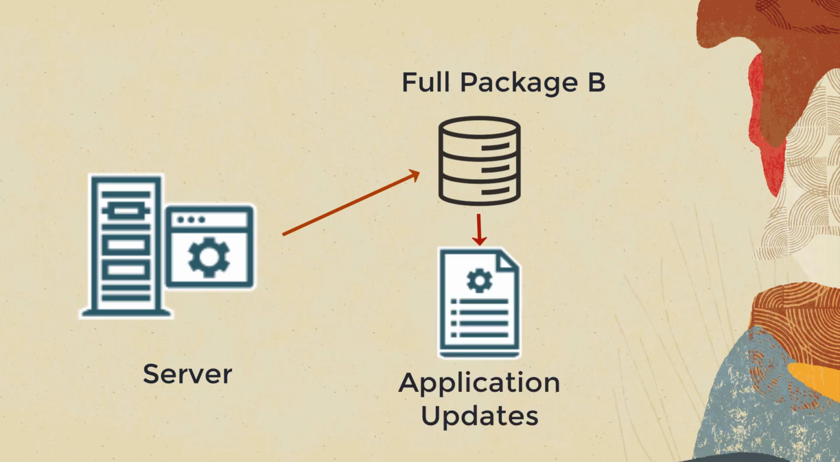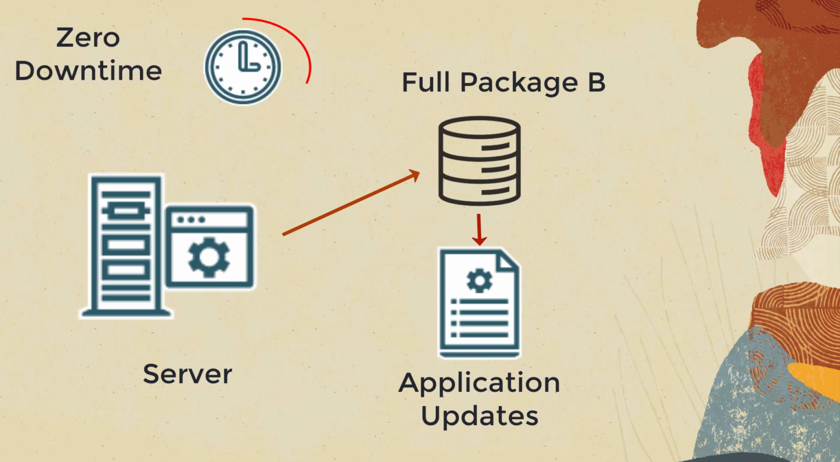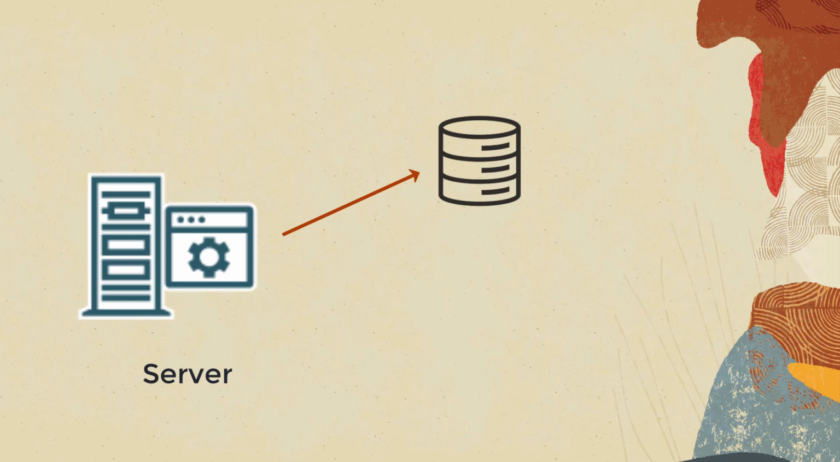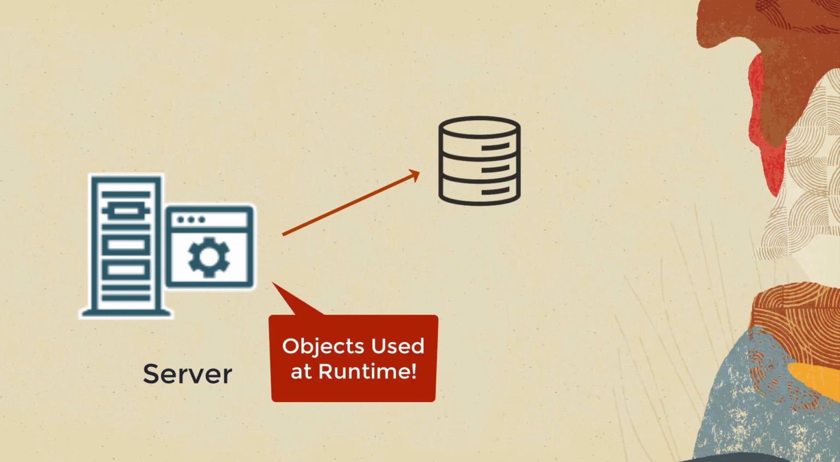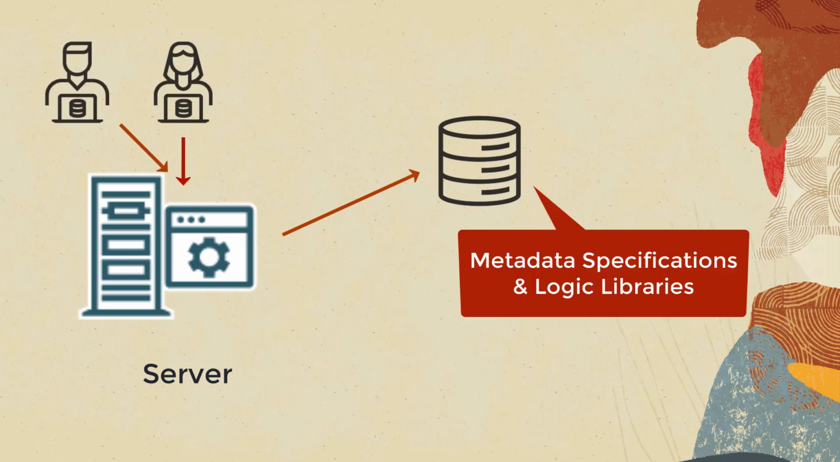We at JD Edwards have come up with a brand new solution. With this solution, Harry can deploy application updates to the Enterprise One servers with zero scheduled downtime for the end users. The Enterprise One servers determine what objects to use at runtime based on the current package deployed for the path code. As users connect to servers, they use metadata specifications and logic libraries included in the package.